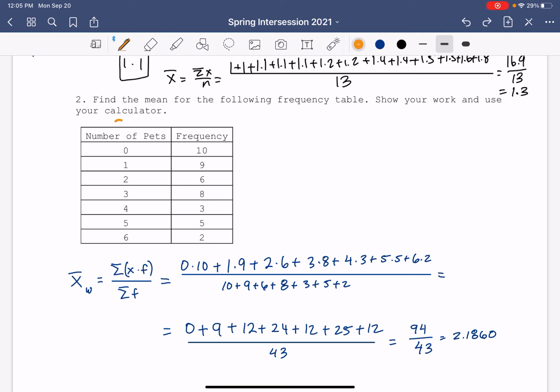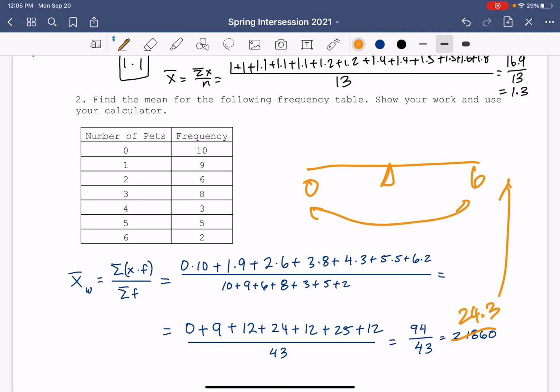Well, look at the number of pets, right? The number of pets goes from 0 to 6. And we want to know the average number of pets, right? Think about it. You have a beam again, right? And it goes from 0 to 6. And you want to know the average. The average has to be between 0 and 6. If you get an answer here of 24.3, how can the answer be 24.3 if the number of pets only go from 0 to 6?